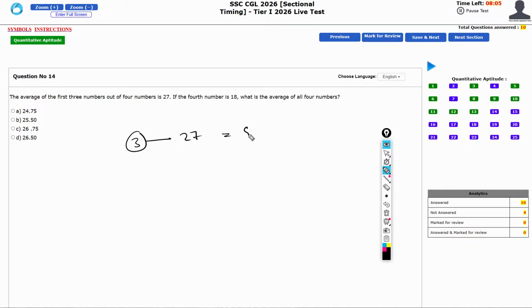The average of first 3 numbers out of 4 numbers is 27. So it's 81 total. Fourth number is this. Average of all 4 numbers. So coming 9. So not this. And 9. So less than 25.